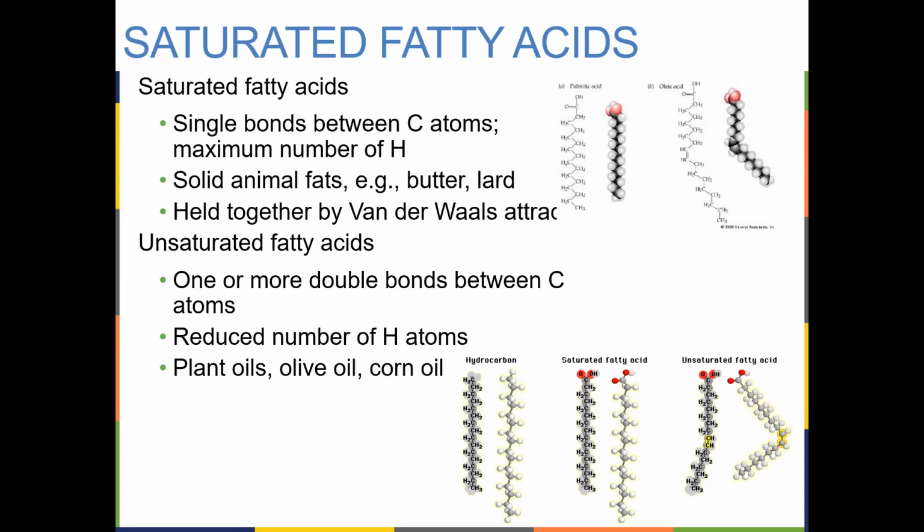Animal fats are solid at room temperature because they're saturated and they have van der Waals attraction. Unsaturated fats are liquid at room temperature. They have double bonds and they have no van der Waals attraction because of the bending and twisting and kinking of the fatty acid chains. The plant oils, the olive oils, the corn oils, the safflower, sunflower oils, all of these plant oils are going to be unsaturated at room temperature. They're going to be liquid at room temperature because they're unsaturated.